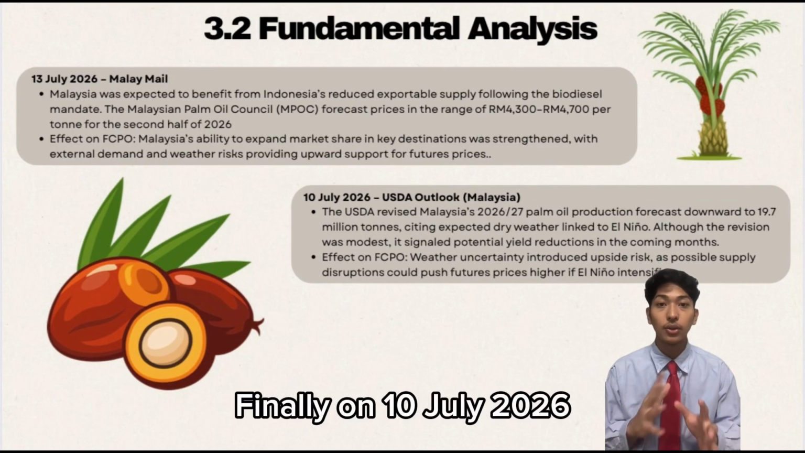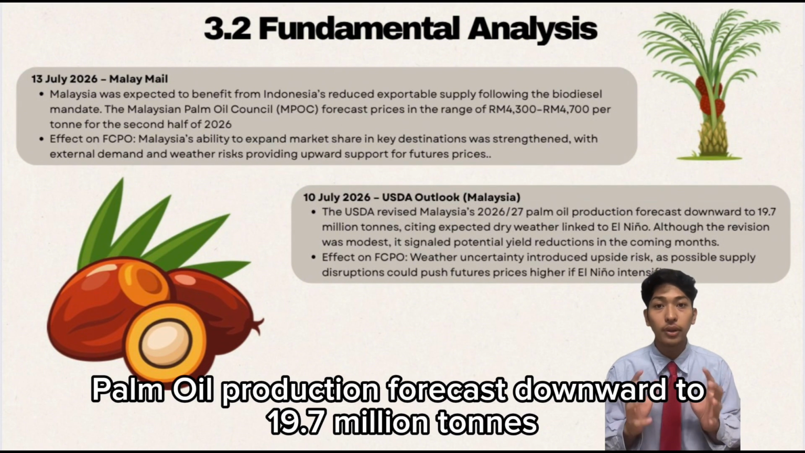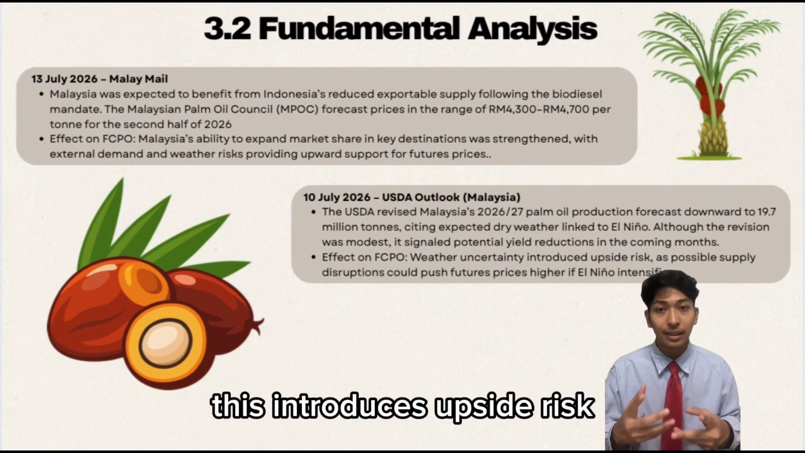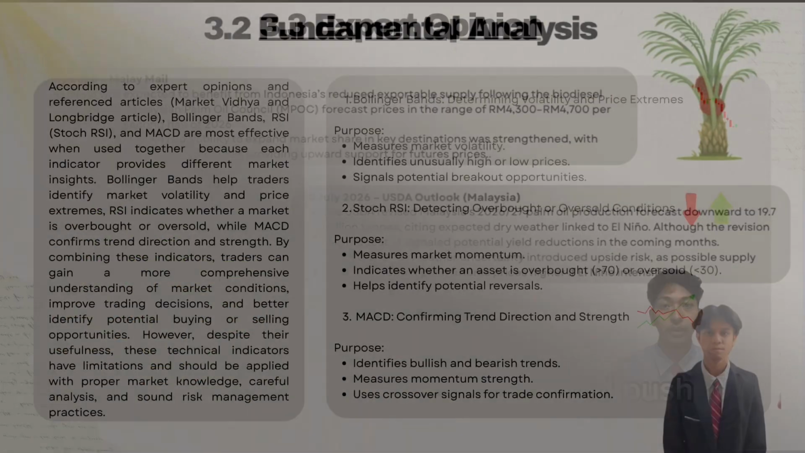Finally, on 10 July 2026, the USDA revised Malaysia's 2026 palm oil production forecast downward to 19.7 million tons, citing expected dry weather linked to El Nino. This introduces upside risk, as possible supply disruption could push futures prices higher.